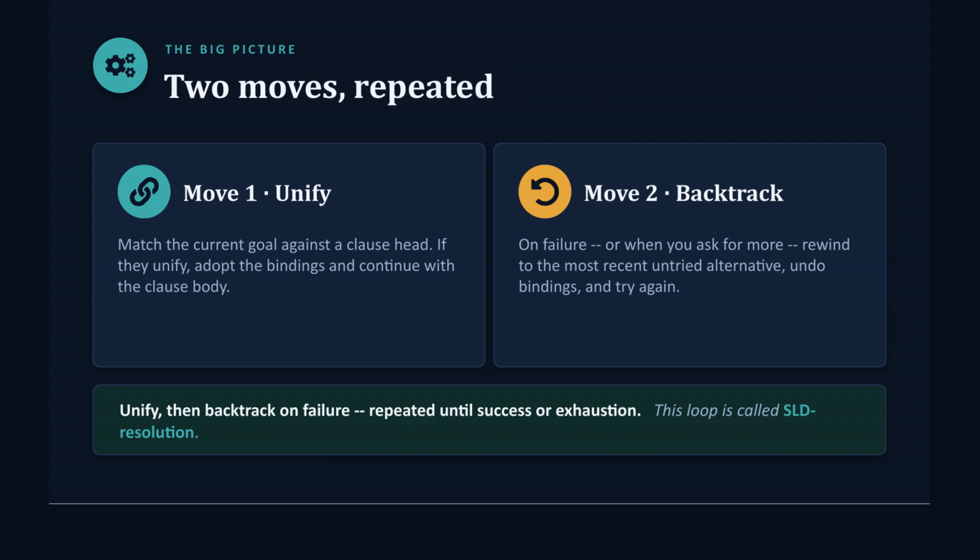Every step Prolog takes is one of two moves. First, it tries to unify the current goal with the head of a clause. If they unify, it adopts the resulting variable bindings and continues with the clause's body. Second, whenever a goal fails, or whenever you ask for another answer, it backtracks. It rewinds to the most recent point where an untried alternative remained, and tries that instead. Unify, and on failure backtrack, repeated until the goal succeeds or every alternative is exhausted. The formal name for this strategy is SLD-resolution.